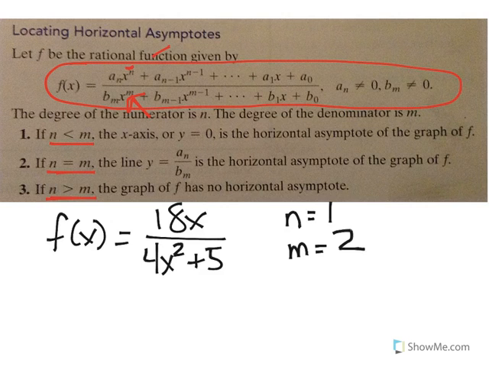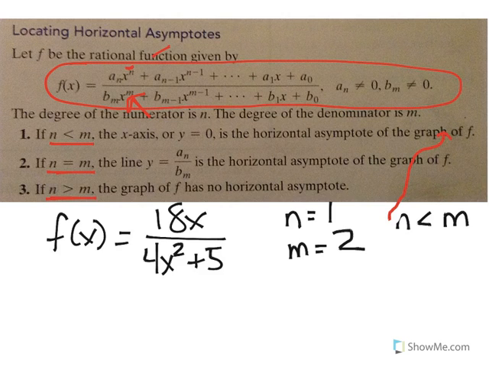So I know that the degree of my numerator is less than the degree of my denominator. So n here is less than m. And then we see where it says when n is less than m. Not right there, my mistake. Okay, so when n is less than m, that's this one right here.